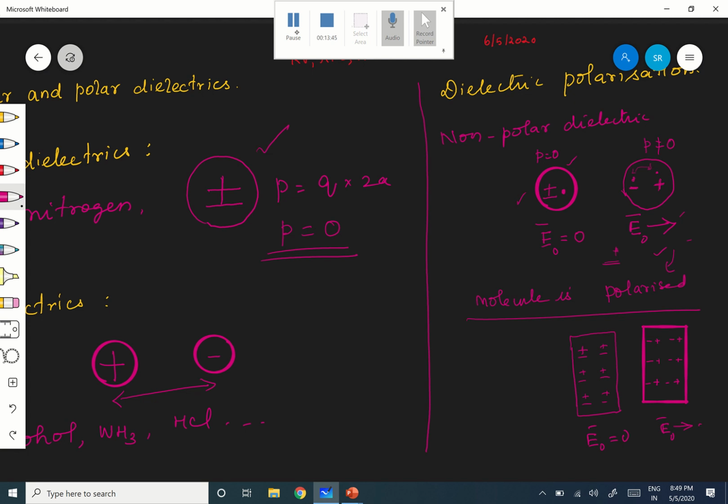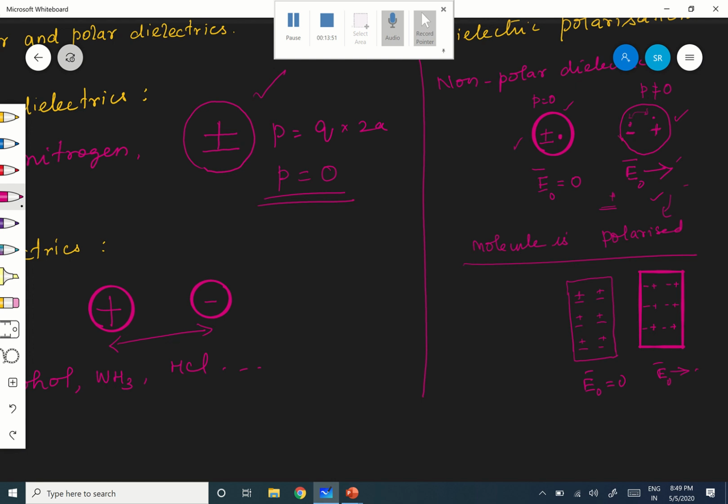In the presence of E, there is an induced dipole moment. It is with respect to a single molecule. It is with respect to the non-polar dielectric slab. Okay, when it is kept in an electric field, this is what happens.